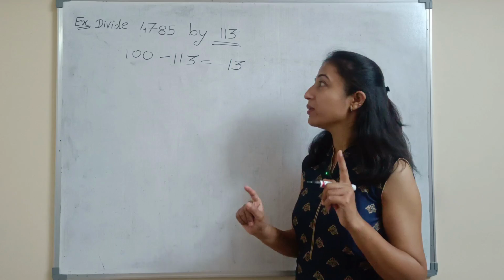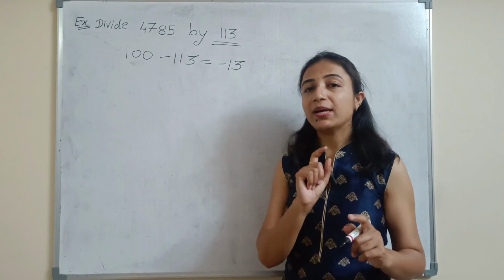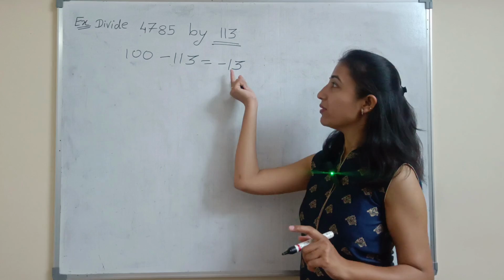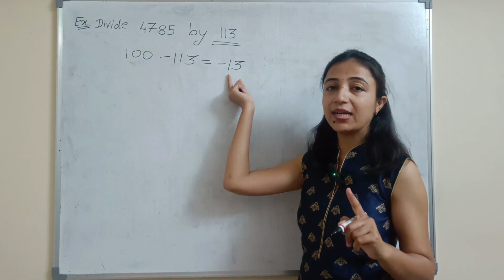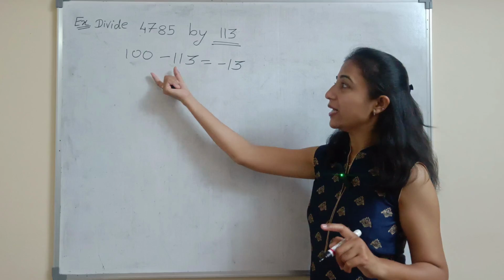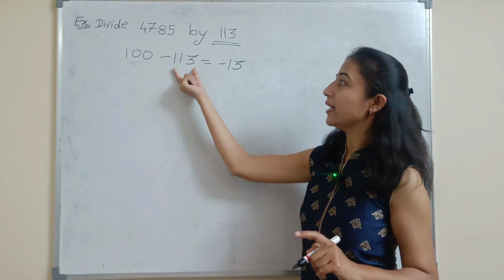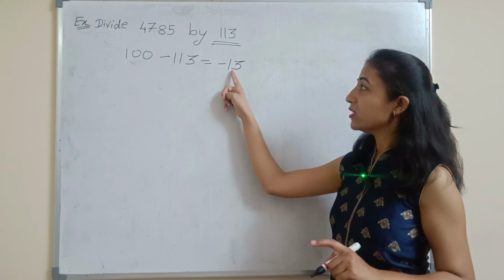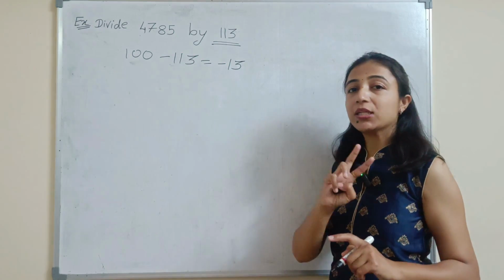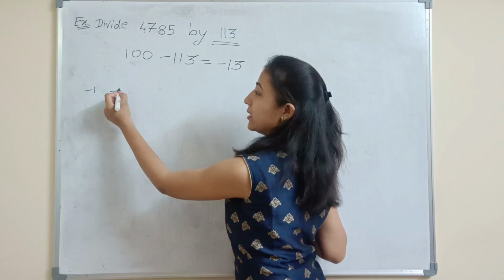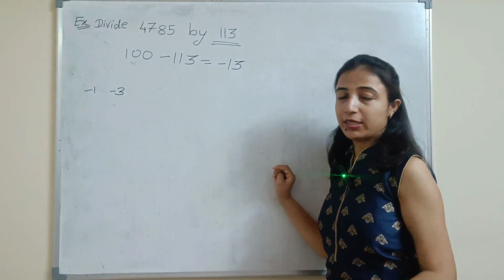In the previous video, we discussed how to divide by 13, 17, 12. Those are 2-digit numbers, so in the subtraction we get a single multiplier. But because this is a 3-digit number near to 100, we get a 2-digit subtraction. That means minus 1 and minus 3. These are the 2 multipliers in this question: minus 1, minus 3.